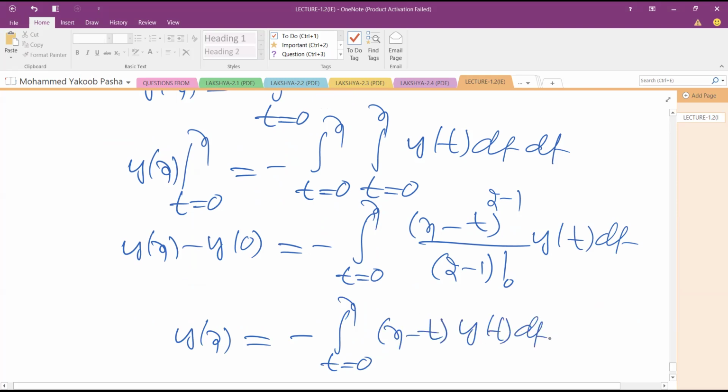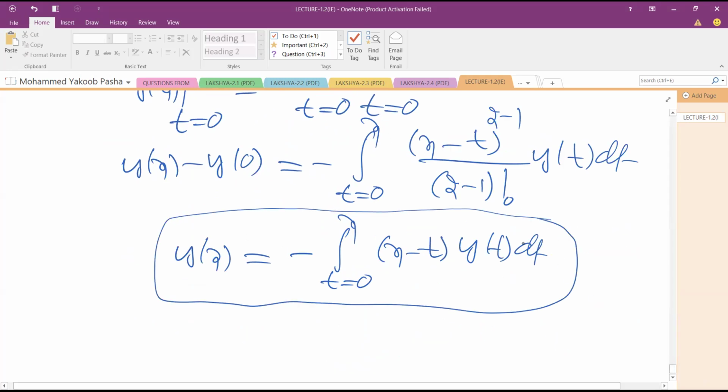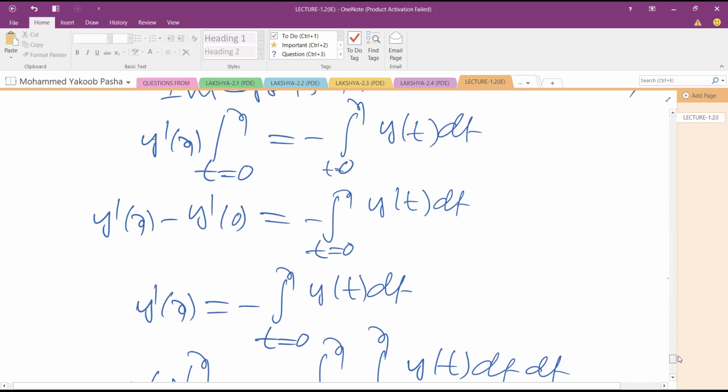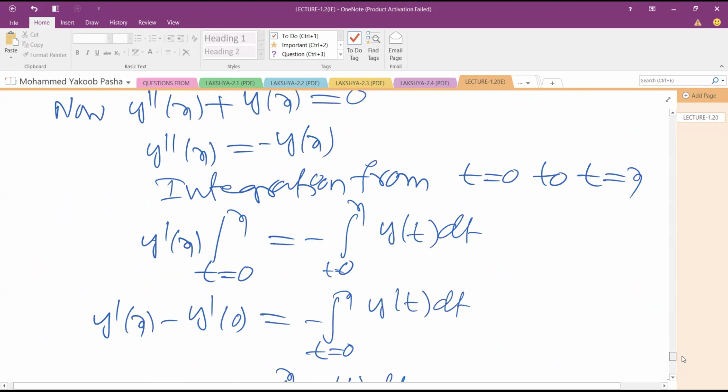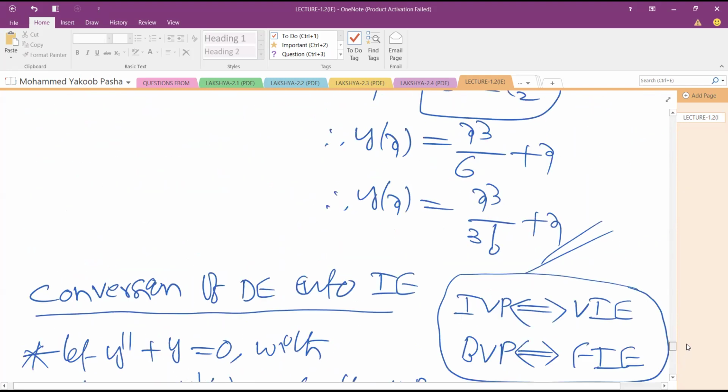This is Volterra integral equation. Okay. We are taking initial value problem and we are getting Volterra integral equation. This is the conversion of differential equations to integral equation. Okay. We can take the boundary value problem and convert the boundary value problem into integral equation in the next class. Okay. Any question? If you have a question, you can ask.